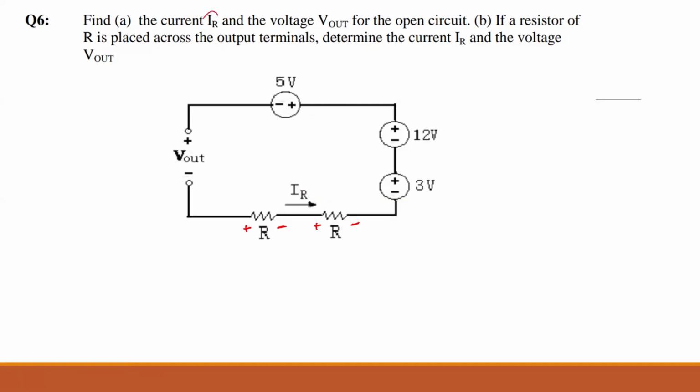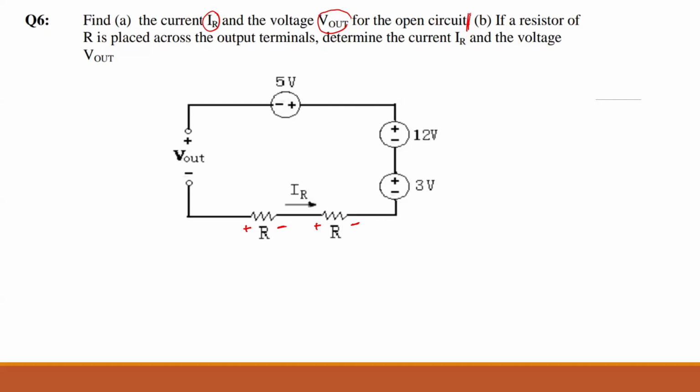They're asking to find the current IR and the voltage V out for the open circuit. B, if the resistor R is replaced across the output terminals, determine the current. Okay, we'll do part A. What they say is we need to find the current and the output voltage, the current IR and the voltage V out of the open circuit.